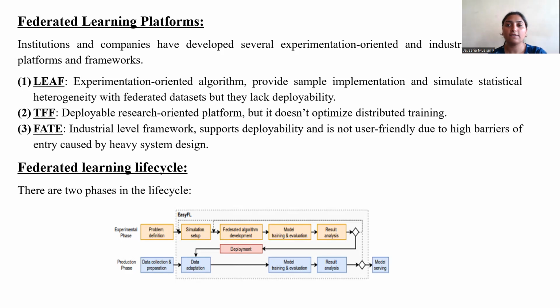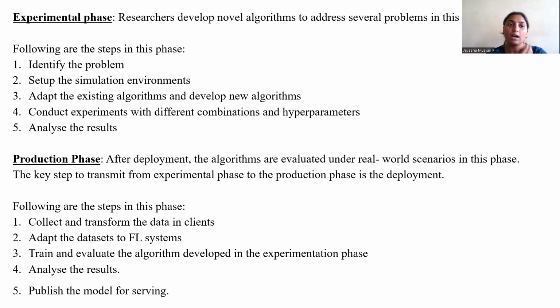Coming to the federated learning life cycle, there are basically 2 phases: one is the experimental phase and one is the production phase. In the experimental phase, these are the steps: identification of the problem, setting up the simulation environments, adapting the existing algorithms and developing new algorithms, conducting experiments with different combinations and hyperparameters, and analyzing the results. In the production phase, after deployment, the algorithms are evaluated under real-world scenarios.